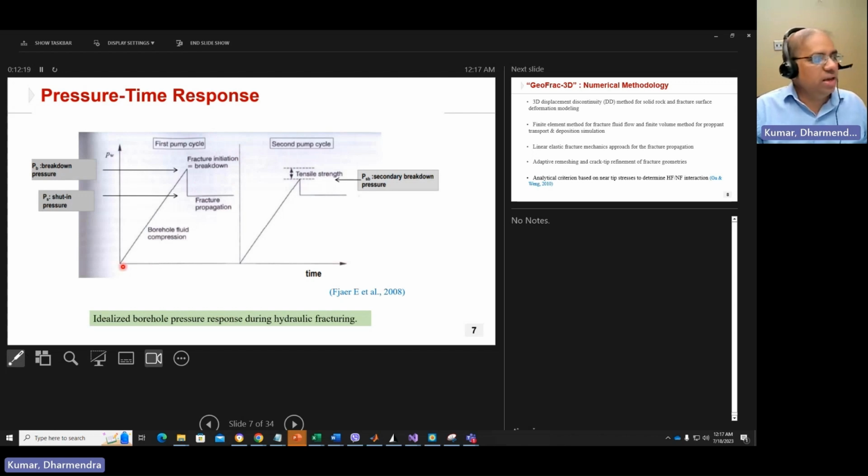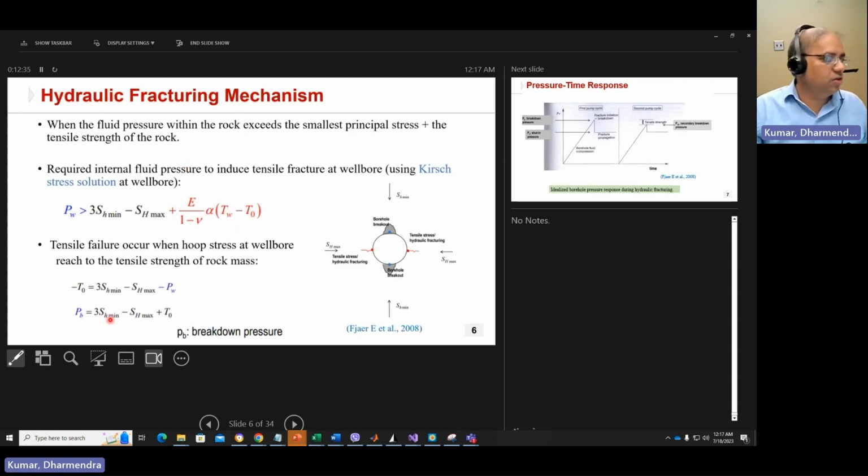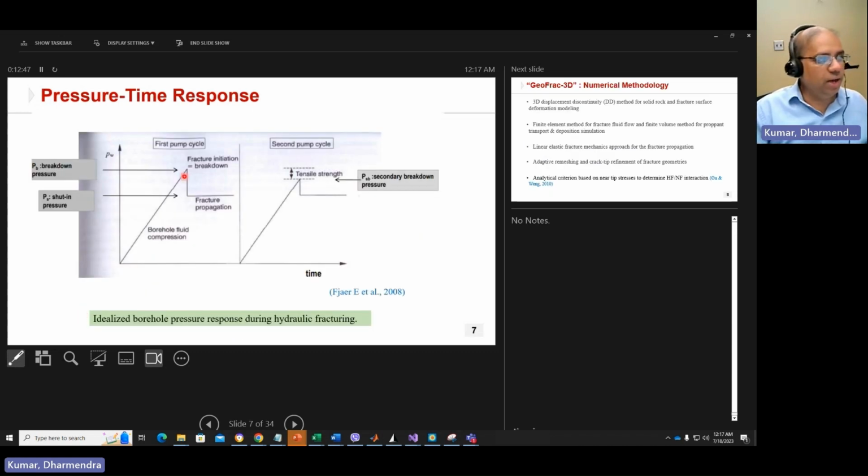Here we can see the pressure during hydraulic fracturing. Once we pressurize the wellbore, initially the wellbore will take the fluid, and the fluid has some compressibility, so it will get compressed and the pressure will build up. At one point, the pressure reaches the point where we are satisfying or exceeding this stress condition. At this point, breakdown will occur. Once breakdown occurs and the fracture starts propagating, the fluid pressure starts dropping again, and then it gets stabilized.